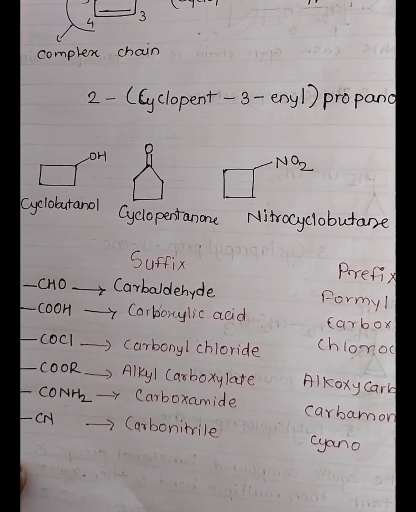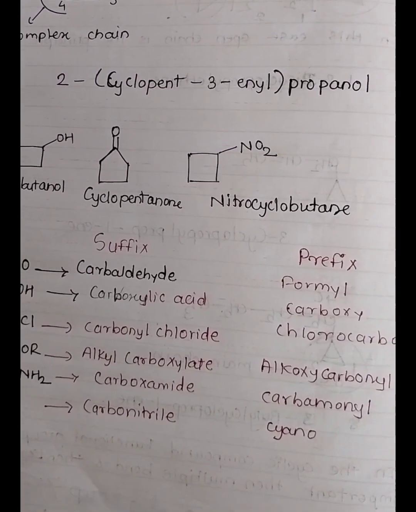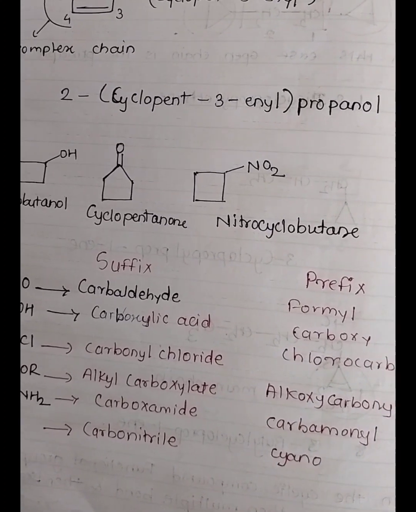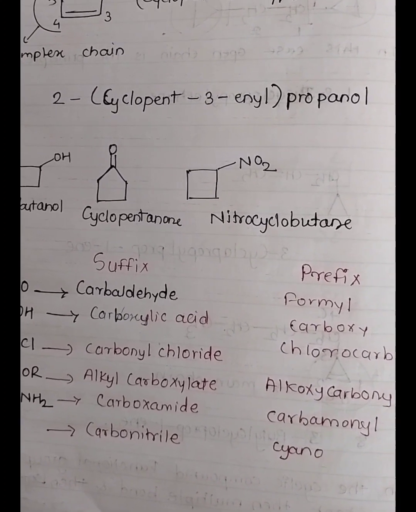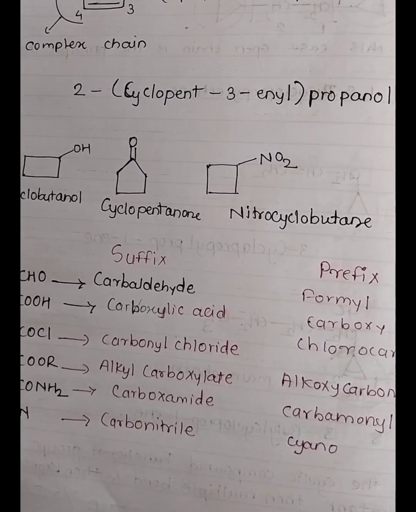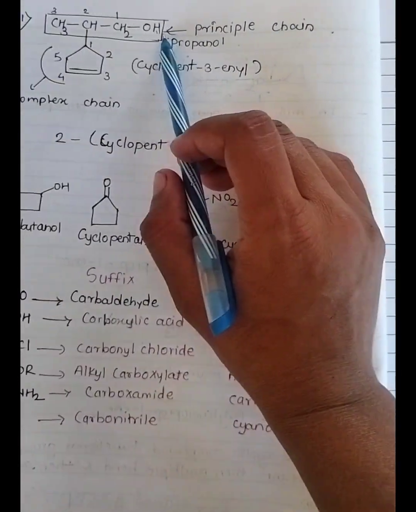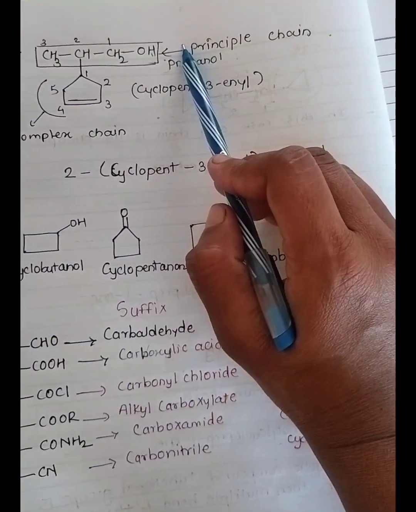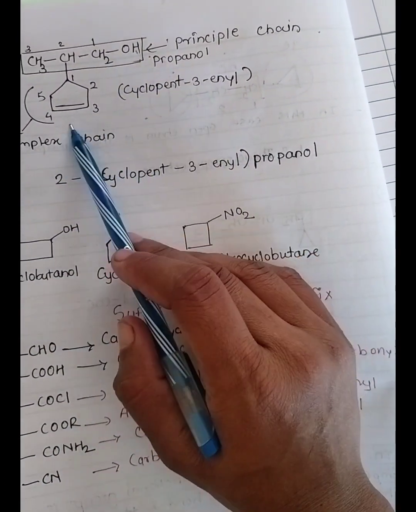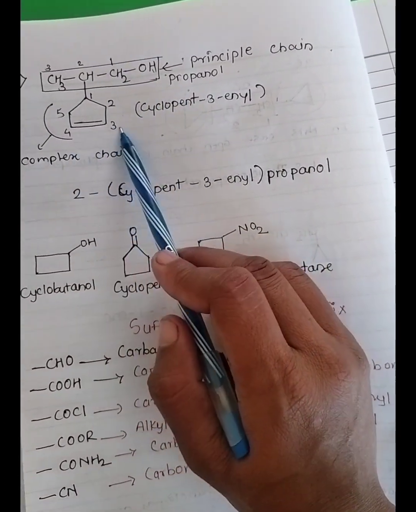Let's see, this example contains a functional group and a double bond also, but in this structure the priority goes to the functional group, so the main chain or principal chain is the one containing the functional group. Here the functional group is OH. So this is our principal chain or main chain, and this is the side chain. It behaves like a complex chain, so we use the complex chain rule.